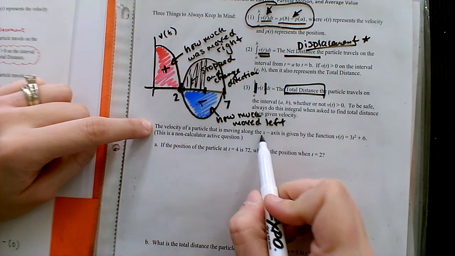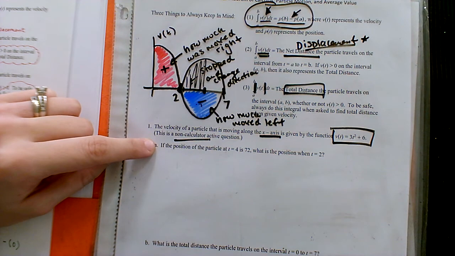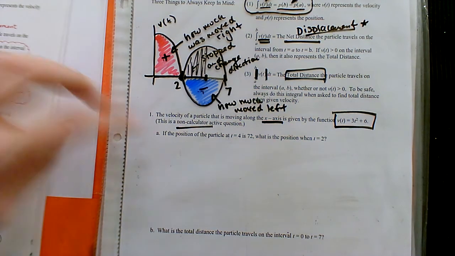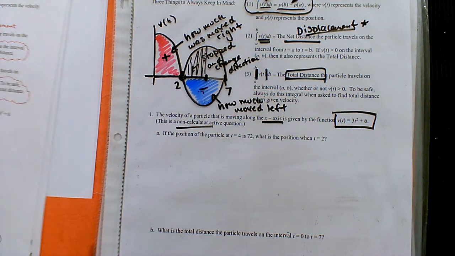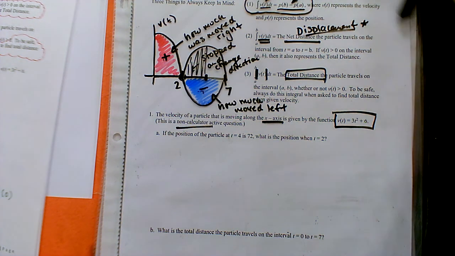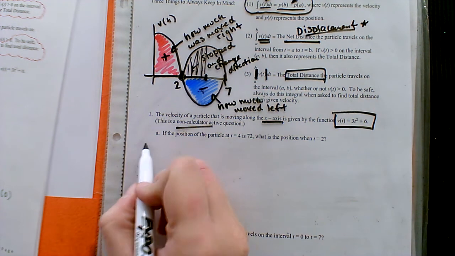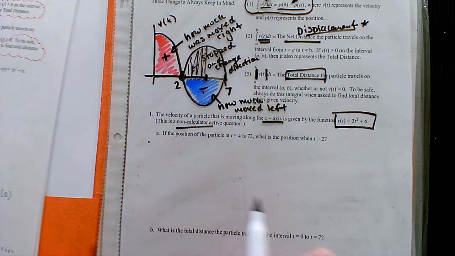So the velocity of a particle moving along the x-axis is given by this function. Okay, no calculator for this one. If the position of the particle at time 4 is 72, what's the position at time 2? Can we discuss a game plan for this? Off the top of my head, I can think of maybe 2 different ways we can approach this, but I'm curious as to what we feel like doing first. Okay, Kaden? Find the antiderivative and plug in. Okay, so find the antiderivative and then plug in what? The 4 and 72. The 4 and 72.